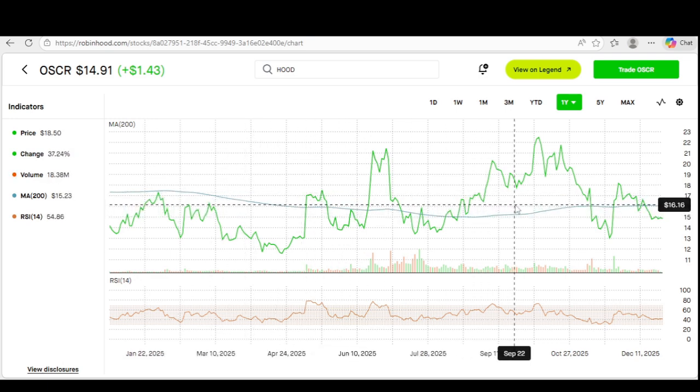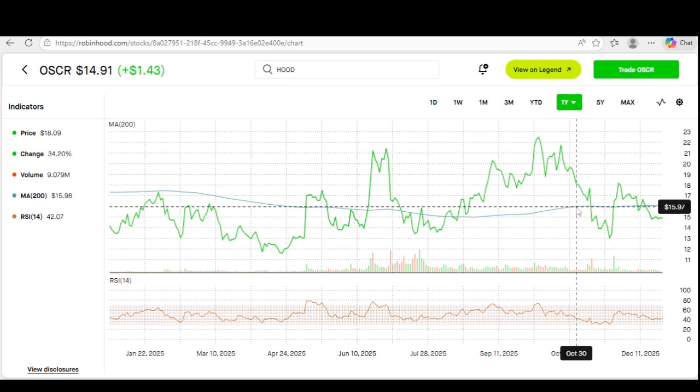So what this blue line tells us, this blue line is known as the 200-day moving average. And what a 200-day moving average tells us is the actual price the stock should be trading at for the last 200 days, or the last 6 months. So according to this 200-day moving average right here, the share price should actually be around $15.97, or let's say $16.